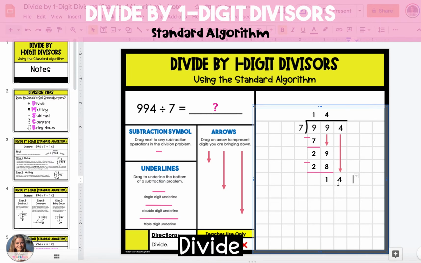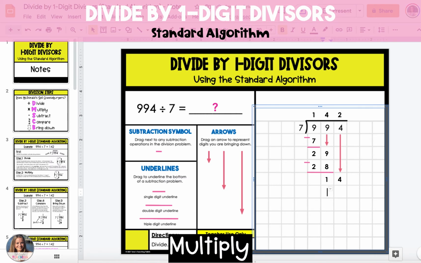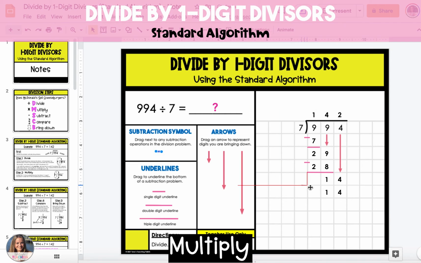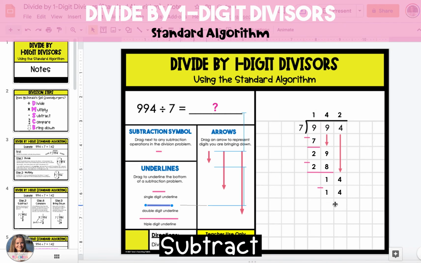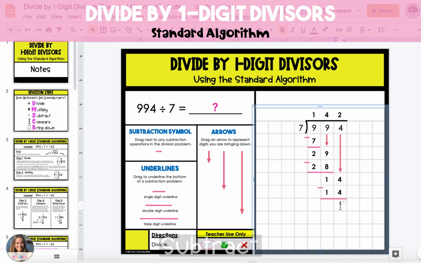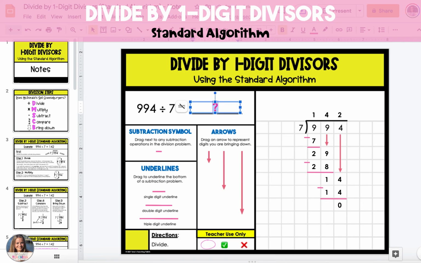First, divide 14 by the divisor, 7. 14 can split into groups of 7 2 times. Place the 2 into the ones digit of the quotient. Multiply 2 by the divisor, 7, which is 14, and put it right underneath 14. Next, subtract. 14 minus 14 is 0. 0 is less than 7, so you've divided it enough times. There are no more digits to bring down, so the final quotient is 142.